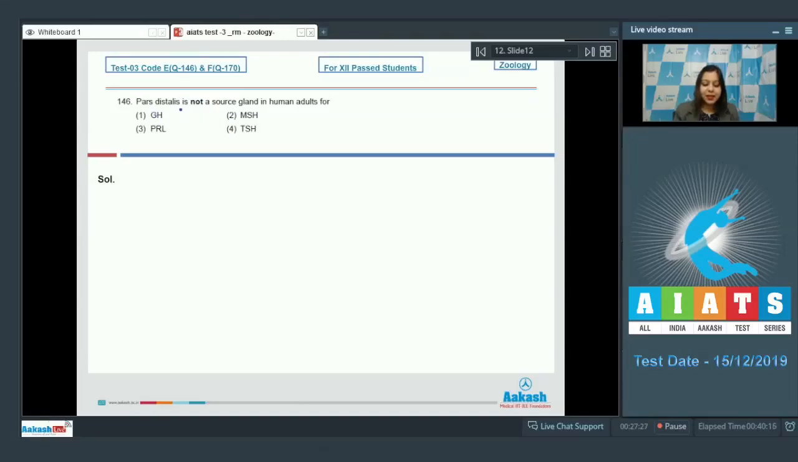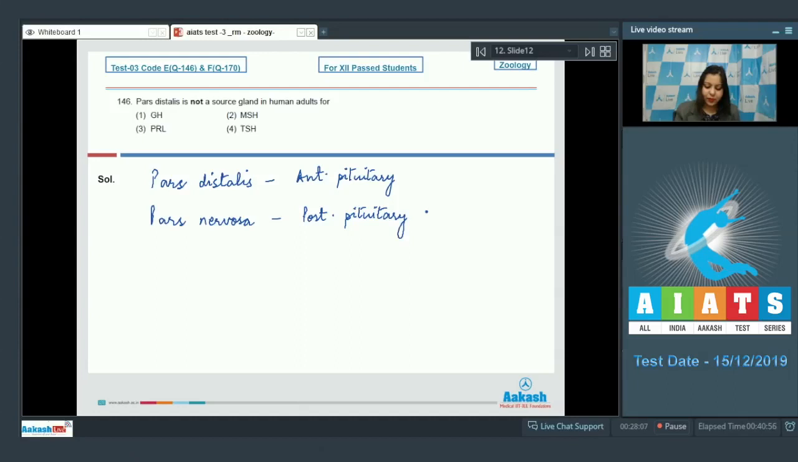146. Pars distalis is not a source gland in human adults for. Now students, pars distalis is another name for the anterior pituitary, whereas pars nervosa is another name for the posterior pituitary. So here we have to find out the hormone which is not secreted by anterior pituitary.